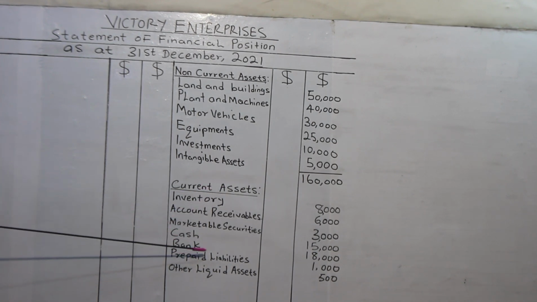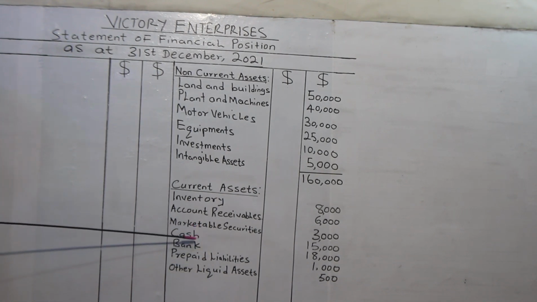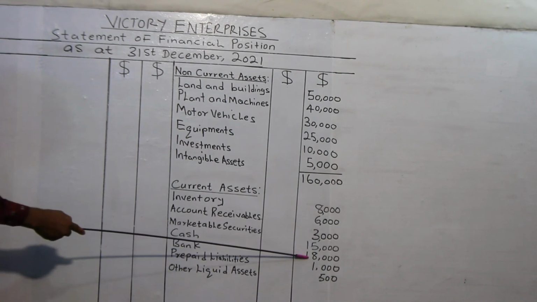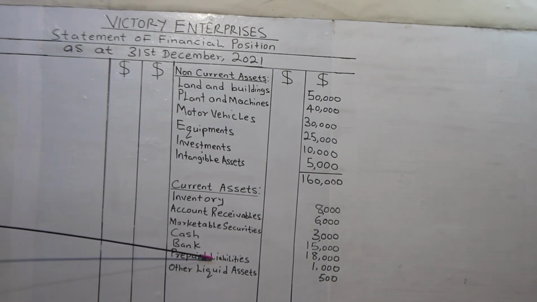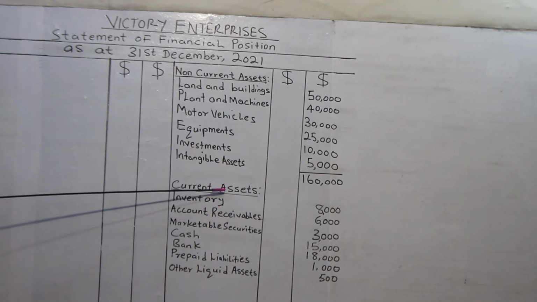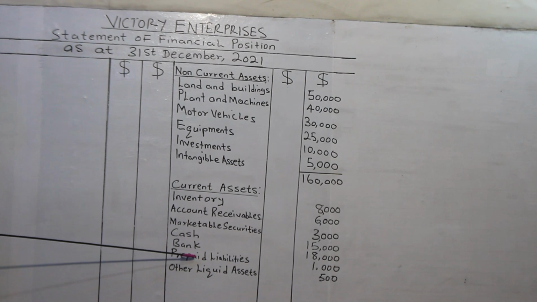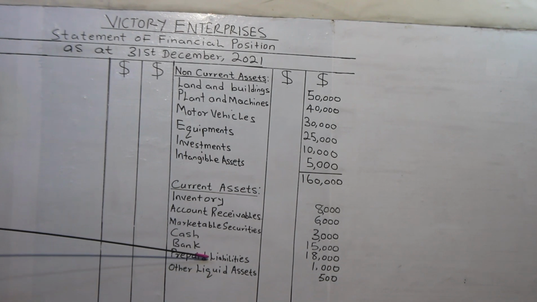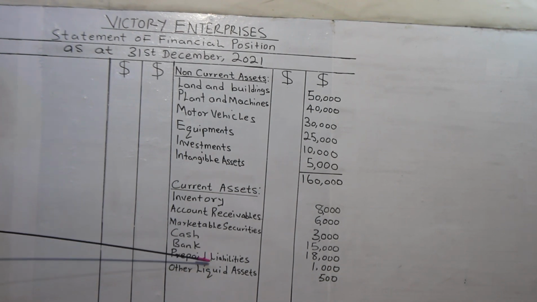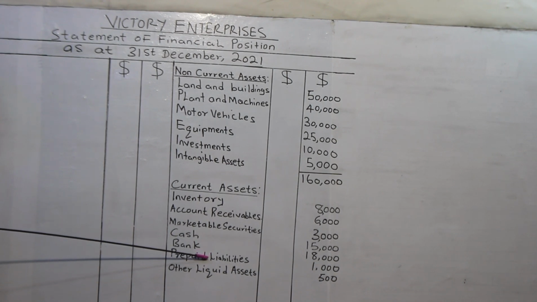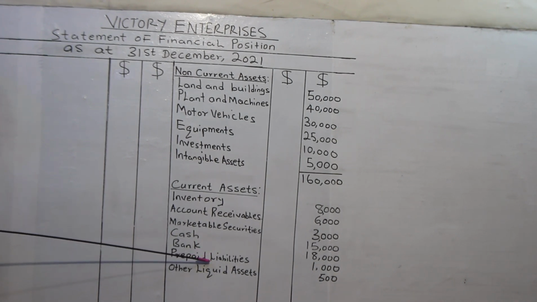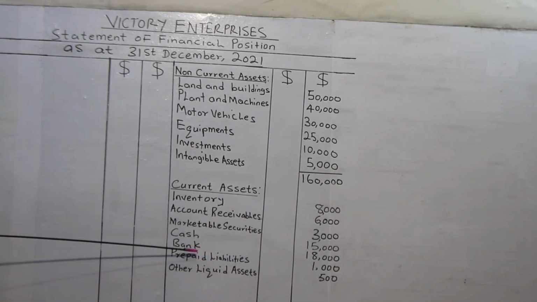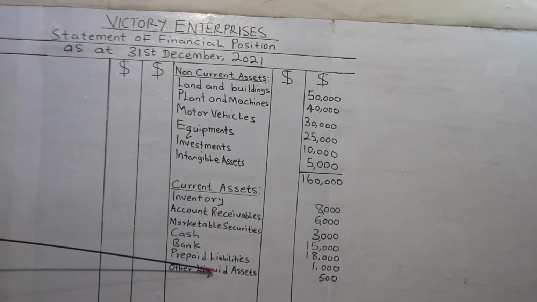We also have prepaid expenses. Of course, here we have cash, 15,000, bank, 18,000. Now, prepaid liabilities is also part of current assets. They represent expenses paid against the future. For instance, if in this accounting year we are supposed to pay $2,000 and we paid $3,000, the extra $1,000 paid in respect of such expenses represent prepaid liabilities.